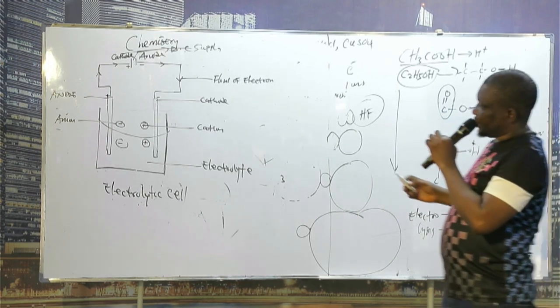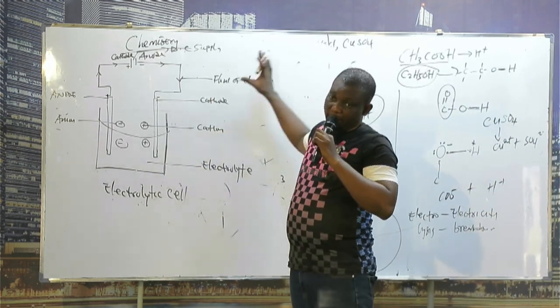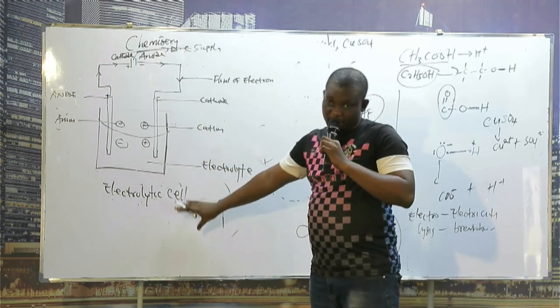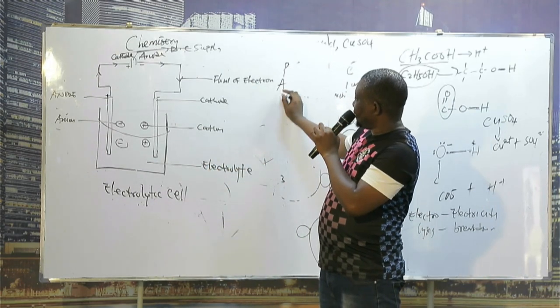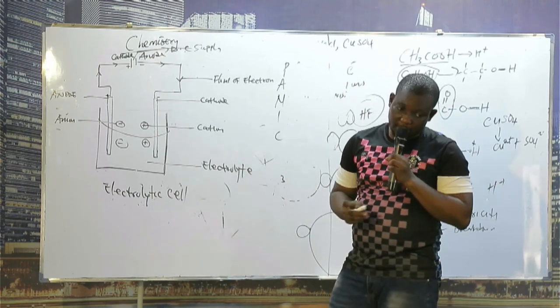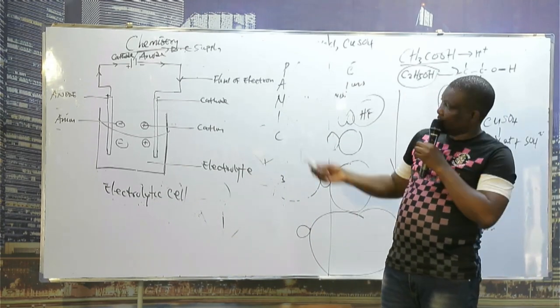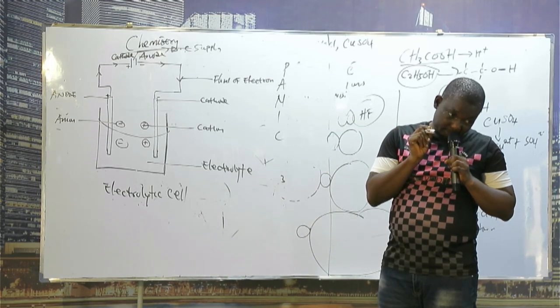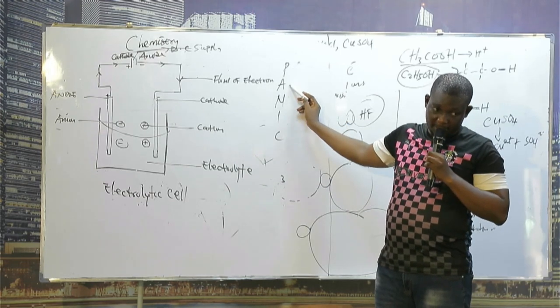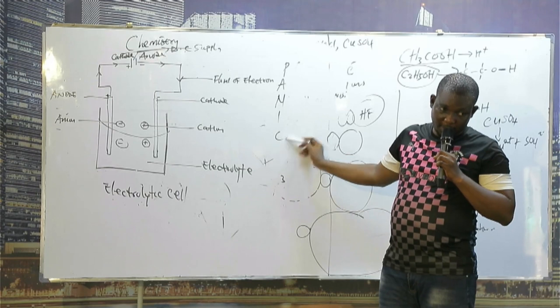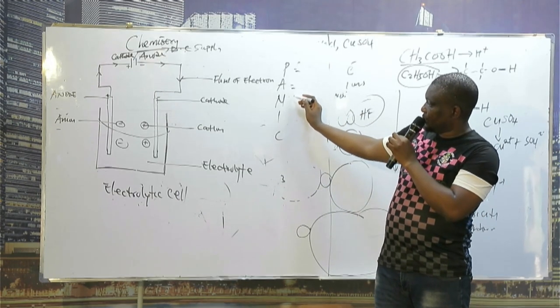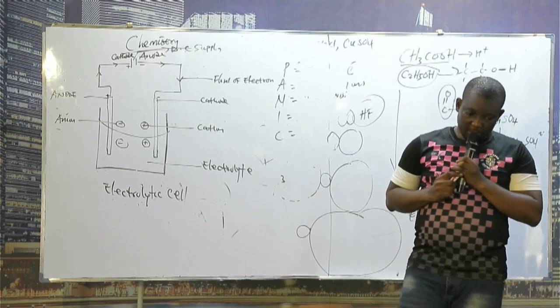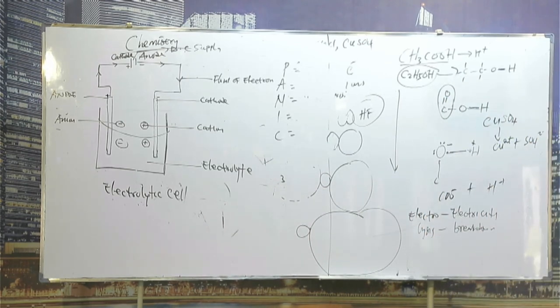Now, a simple technique for this. Only know this acronym, and always remember it. What does PANIC mean? Positive anode in electrolytic cell. Positive is anode, negative is cathode. If I were you, I would put that acronym down to always know this at all times. That is in an electrolytic cell. If it's an electrochemical cell, I'll tell you another acronym when I get to that.